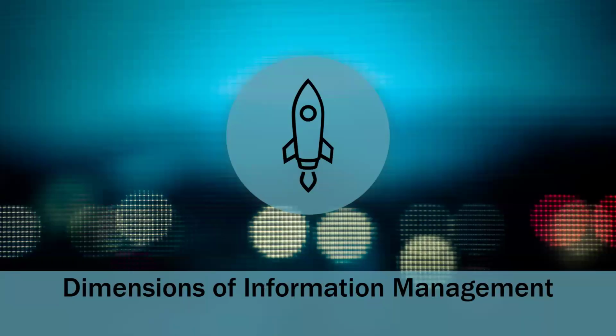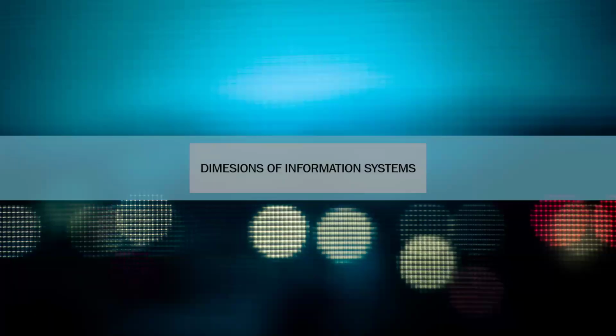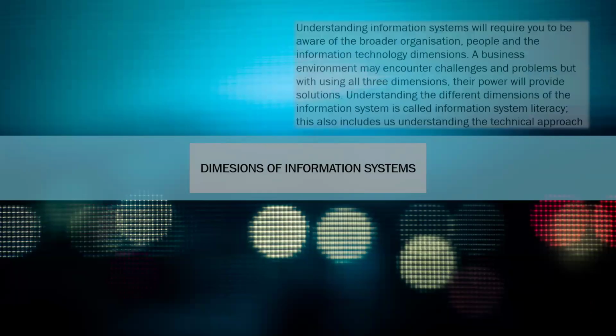So now let's look at what we call the dimensions of information management. There are three things that are the pillars of information management. Information management cannot be information systems actually. Yeah, so it's the dimensions of information systems or information management. It's the same thing. So there are three pillars on which information systems hinge.